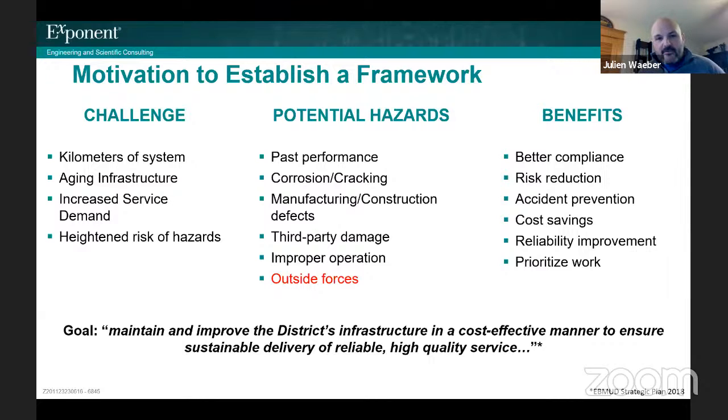And again, the benefit to applying this framework is to get better compliance with regulatory agencies and reduce risk, generally speaking, and prevent accidents. In the long run, that'll save a lot of money for these utilities, and everyone will have a much more reliable system to work off of. And ultimately, these systems are very practical for prioritizing how you look at your system.